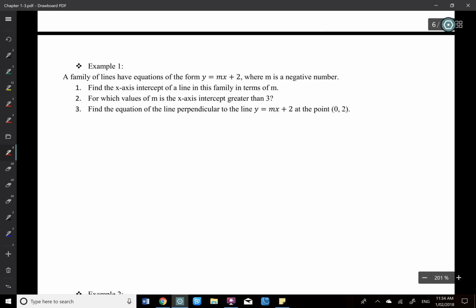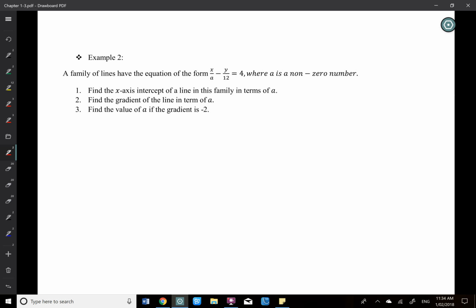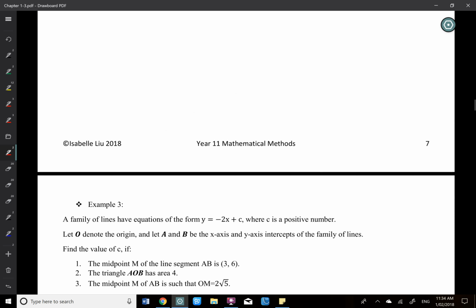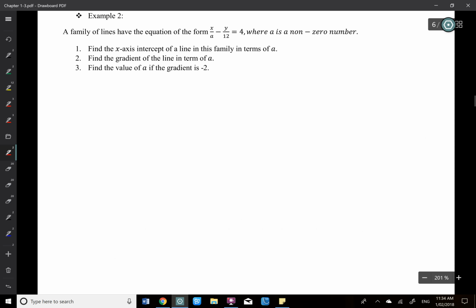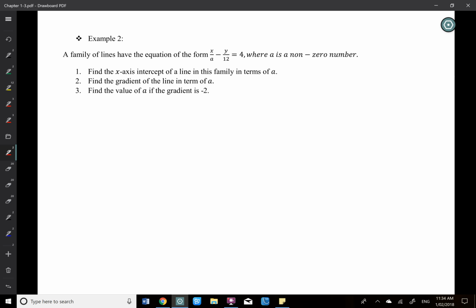But you can see the question is not really connected with that. Let's have a look at this question. Let's do example 2. Example 1 I think is easier. For example 2, a family of lines has an equation of this form. Can you see this form is very similar to what we had before? But it's not equal to 1. As I said, it's not necessarily 1. This is just a linear equation. Also, a is below the x, but that doesn't necessarily mean it's passing through the x-intercept. This question, I'll tell you, passes through the y-intercept.